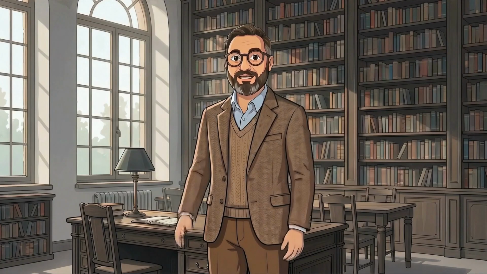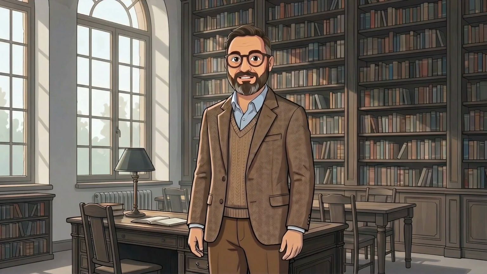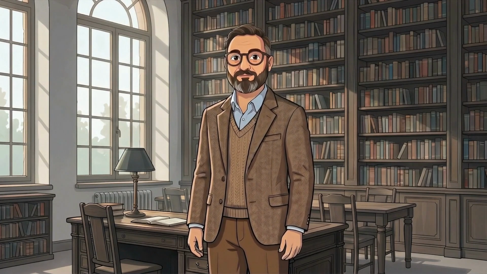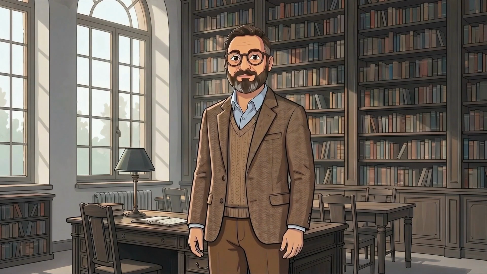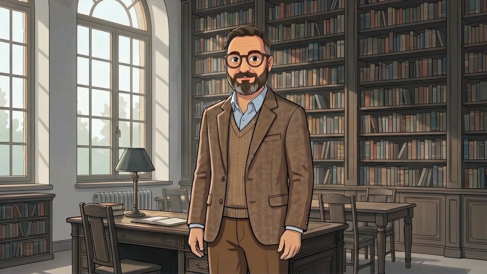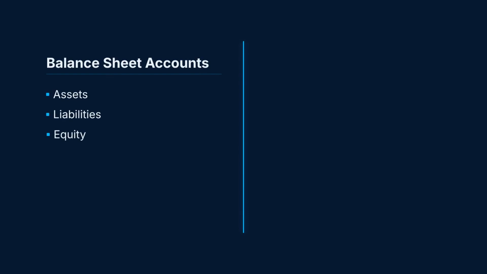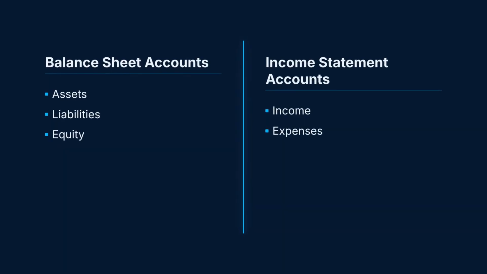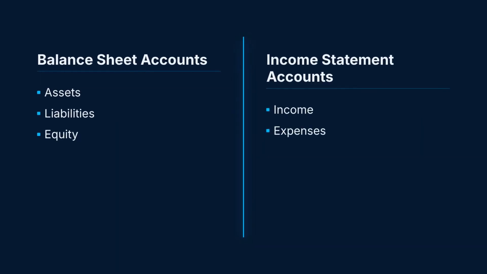Assets, liabilities, and equity correspond to the balance sheet. Income and expenses correspond to the income statement, but even these income statement accounts ultimately flow back to the balance sheet. This flow is what the accounting equation is really telling us. It connects the daily activity of a business back to its overall value and ownership structure.